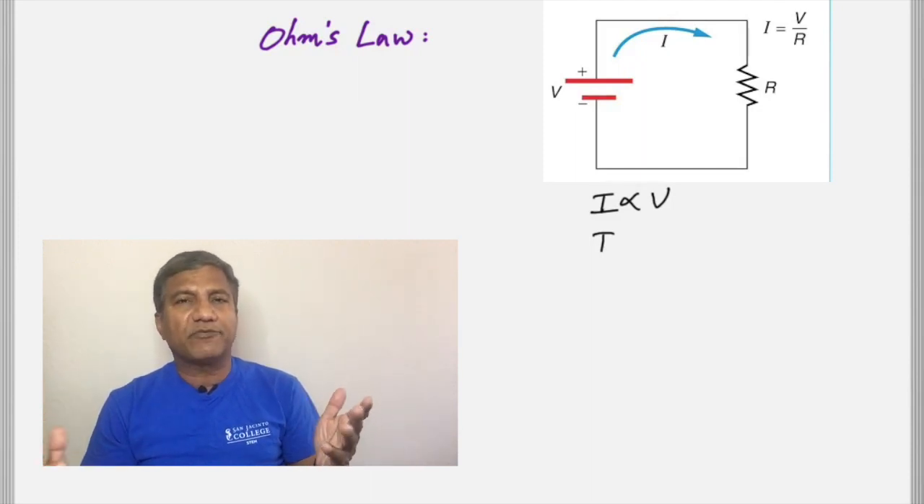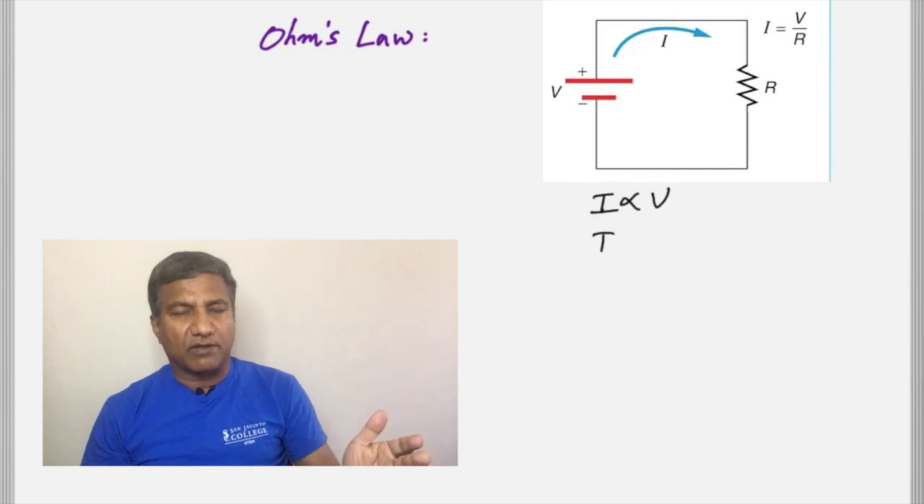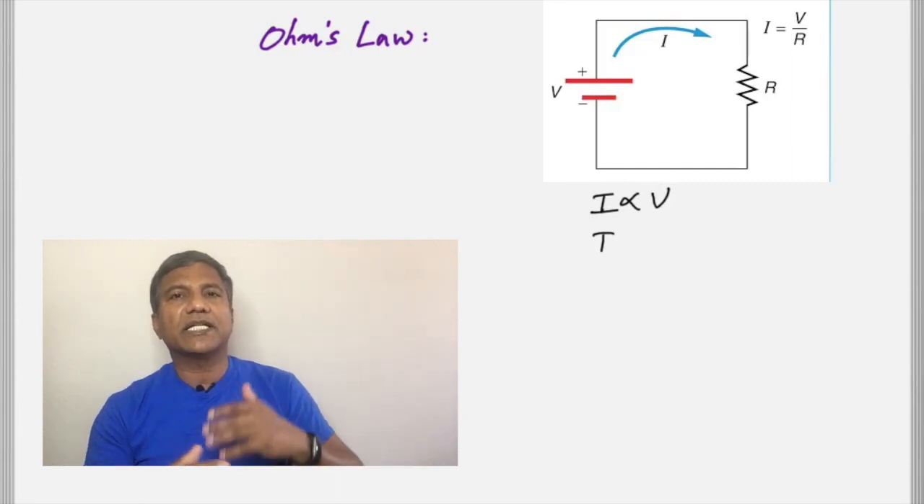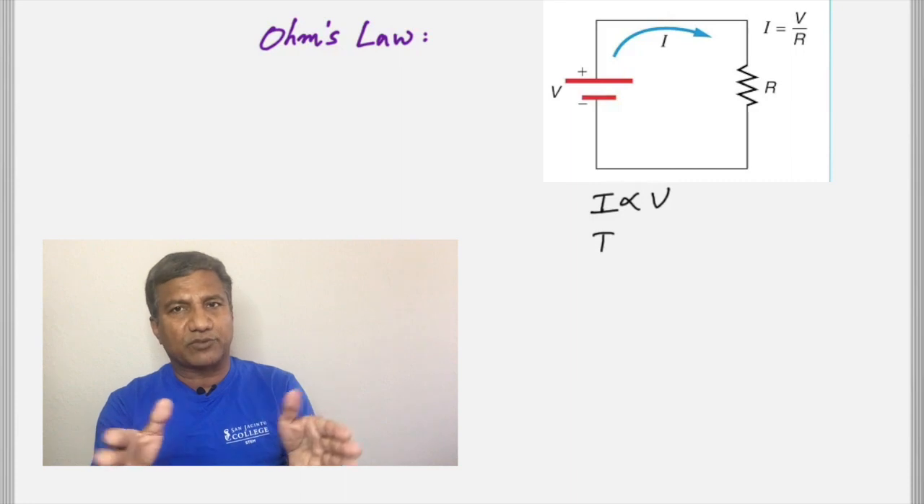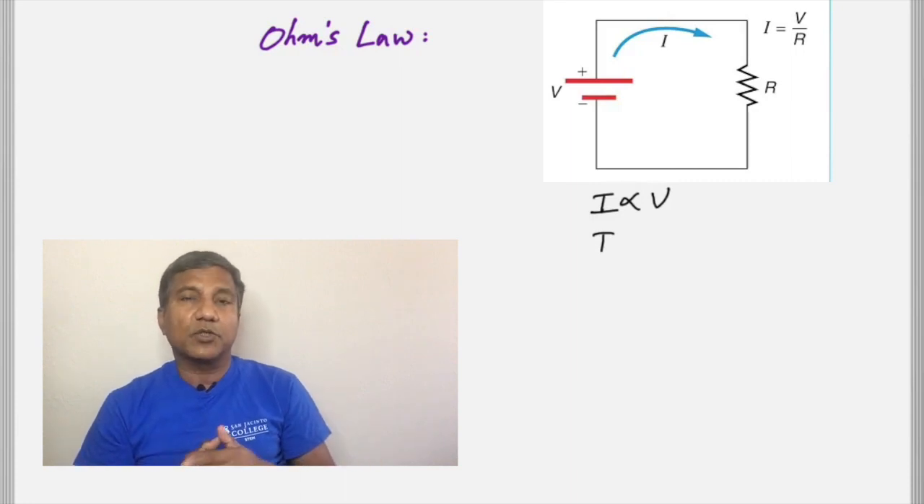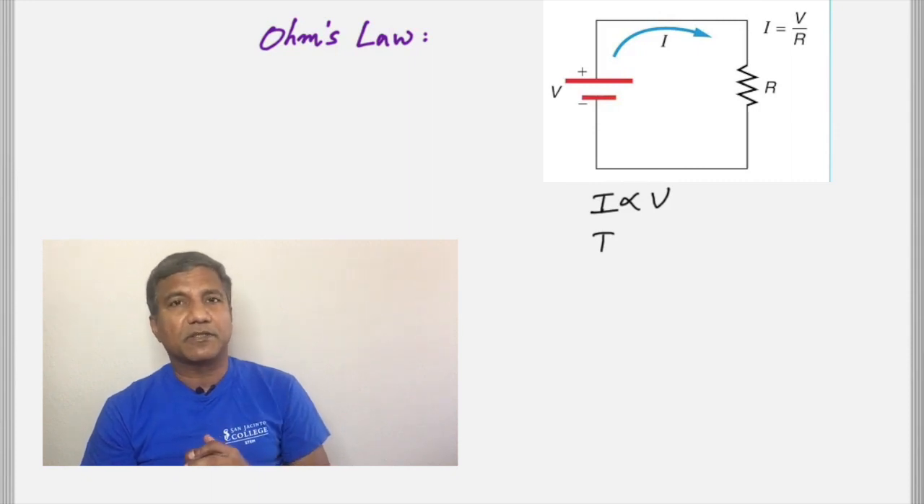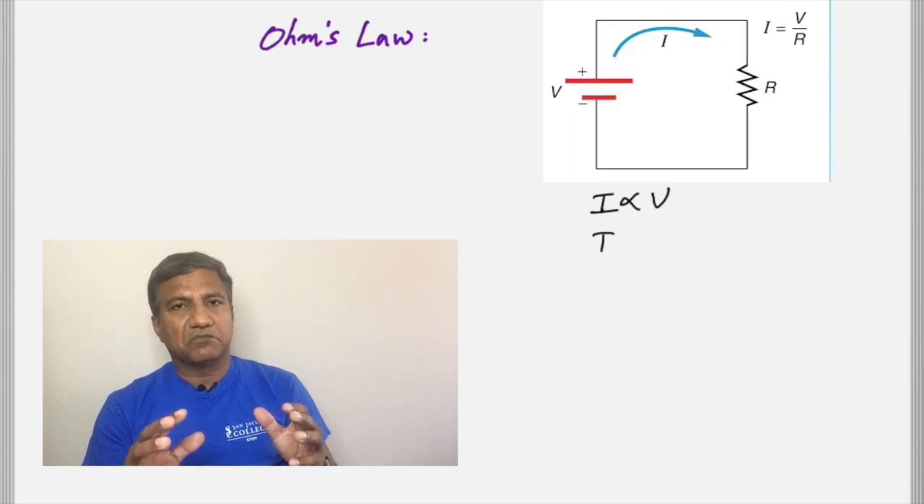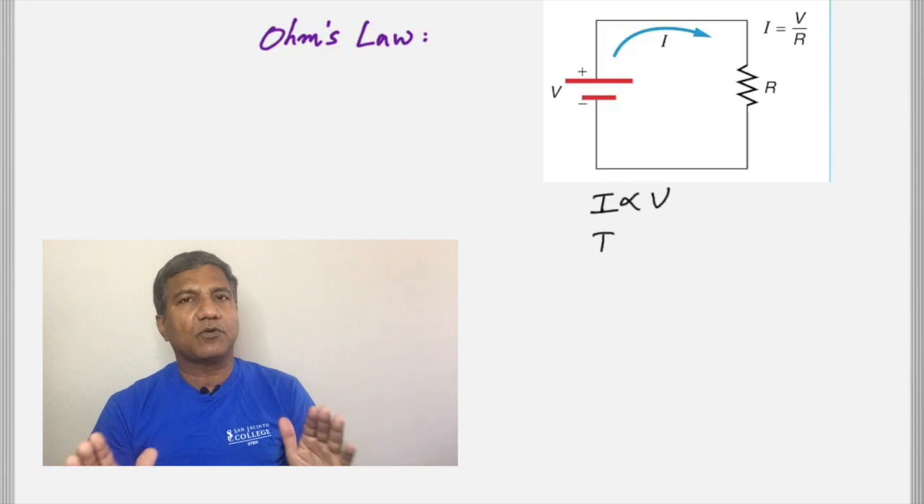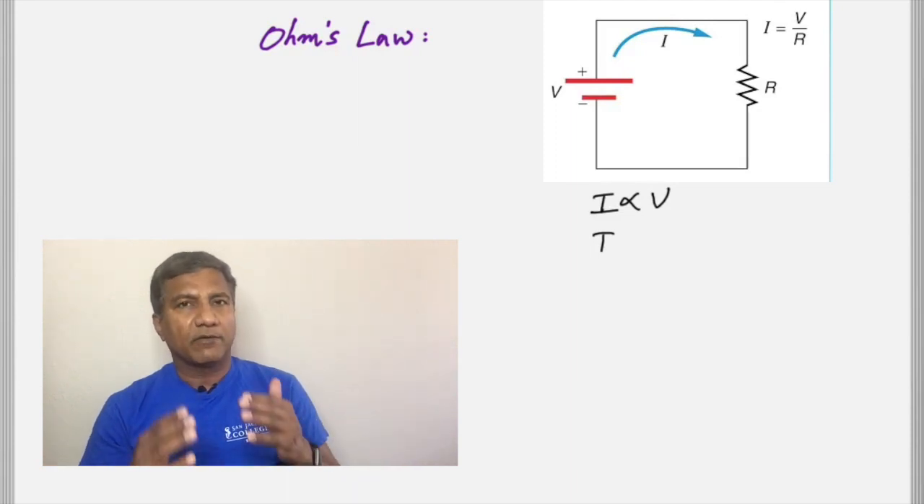So, which means if you use a more powerful battery, you're going to get a bigger current. If you double the voltage of the battery, you're going to get double the current flowing through that resistance. So, resistance of a conductor is a constant, but there is a condition. The temperature must be maintained constant because the resistance changes with temperature. So when we state Ohm's law, we have to remember to state that condition.